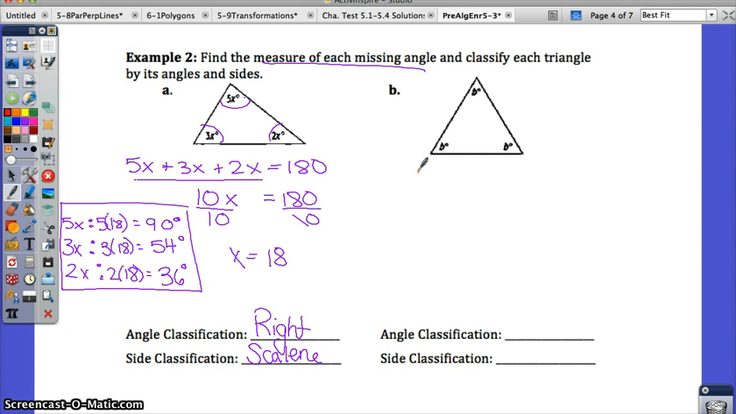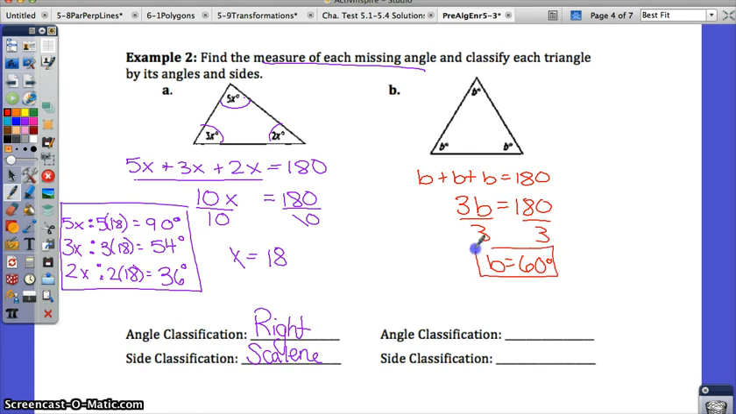So on the second one, your equation should be b plus b plus b equals 180 degrees. You see that as 3b equals 180 degrees. And when you solve this, you should have found that b was 60. B is the only thing in each angle, so there's your angle answer. When you classify it, if all three are 60, then it is an acute triangle. And since all three have the same measure, it is equilateral.